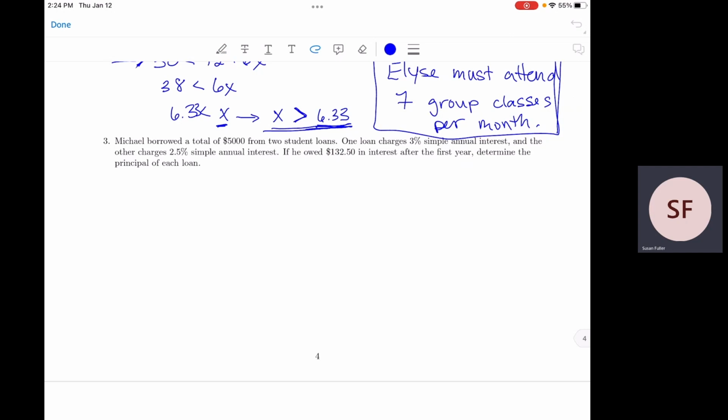Michael borrowed a total of $5,000 from 2 student loans. One loan charges 3% simple annual interest, and the other charges 2.5% simple annual interest. If he owed $132.50 in interest after the first year, determine the principal of each loan. Okay, you might need to read this a few more times. I know I do as well. So go ahead and pause the video, read it as many times as you need to, and then we will come back together.